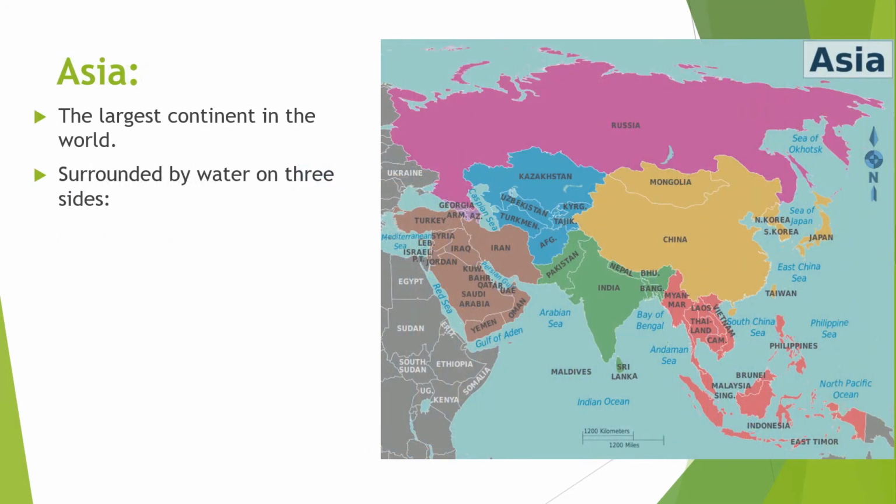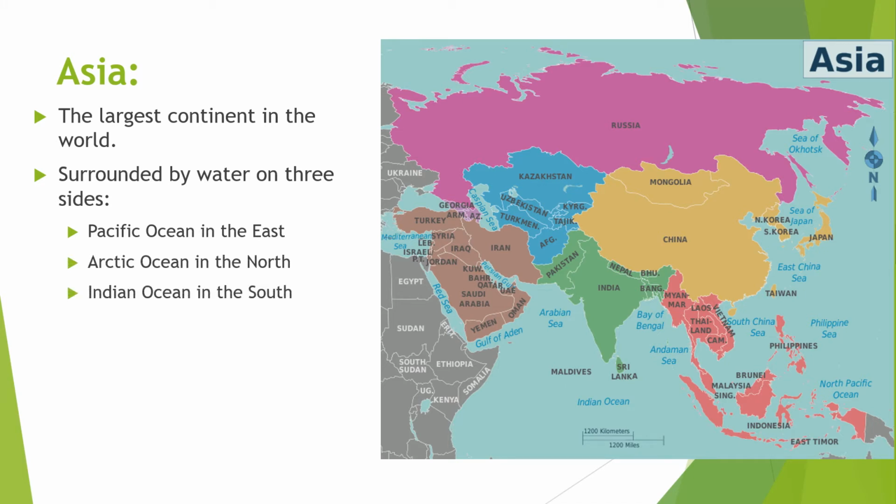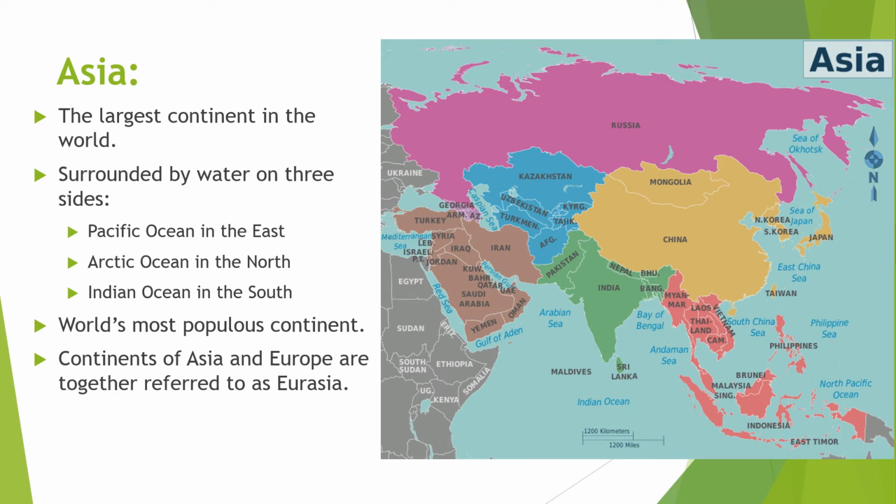On to the first continent, that is Asia. Students, Asia is the largest continent in the world. It is so large that it covers over 1/3 of the total landmass that we have available to us today. The continent of Asia is surrounded by water on 3 sides. It has the Pacific Ocean to the east, the Arctic Ocean on the north, and the Indian Ocean in the south.